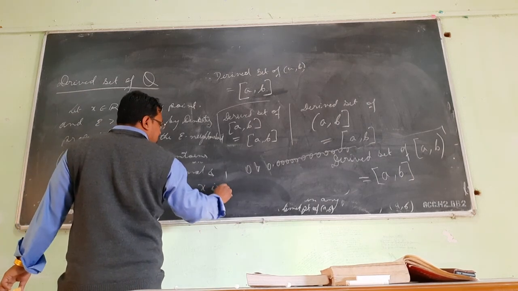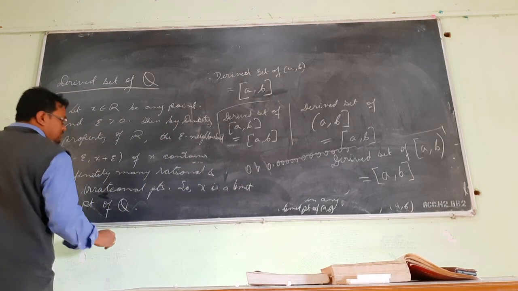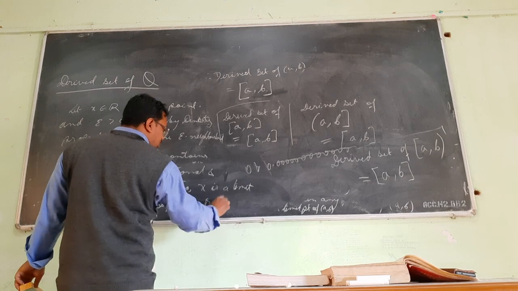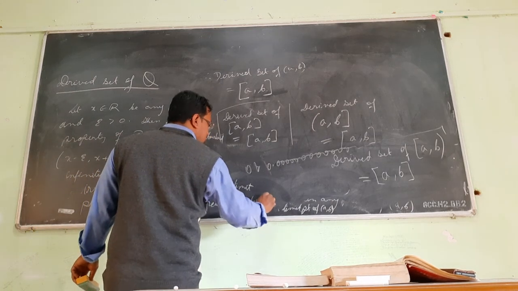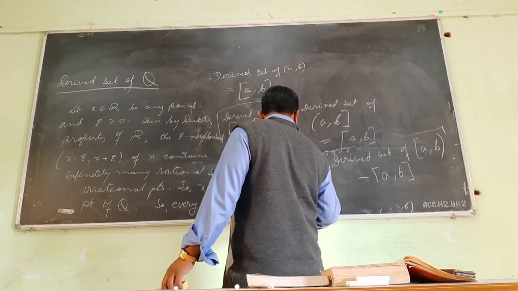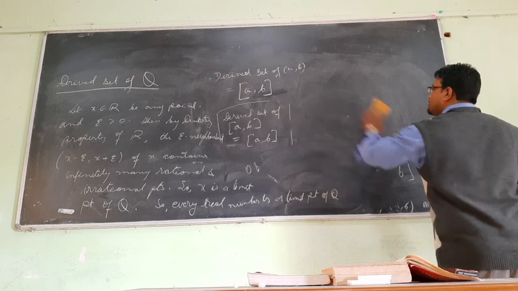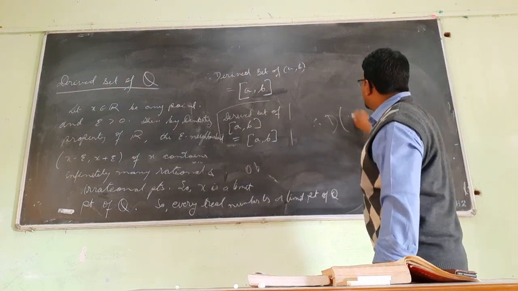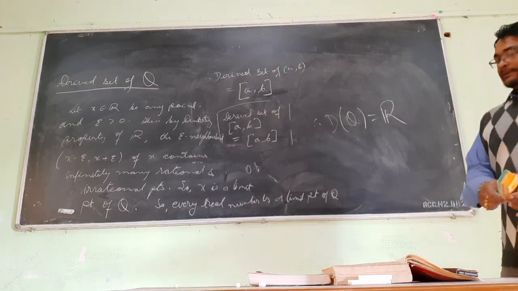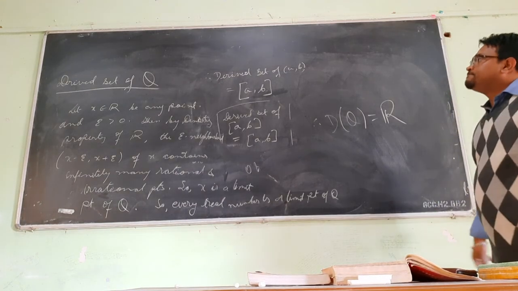So x is a limit point of Q. Therefore, every real number is a limit point of Q. So the derived set of Q is actually R. Therefore, the derived set of Q is the set of real numbers itself. Clear? Derived set of Q is R.